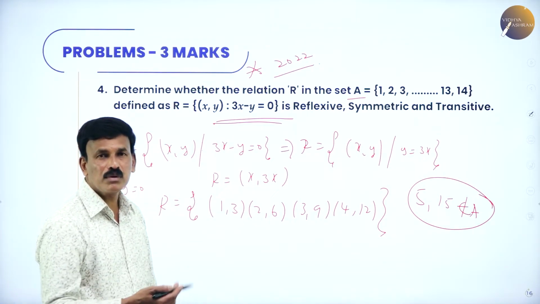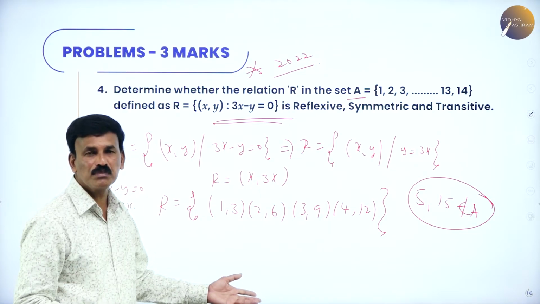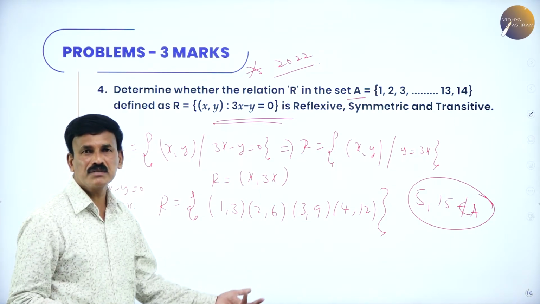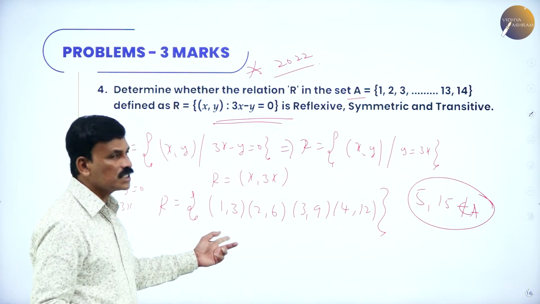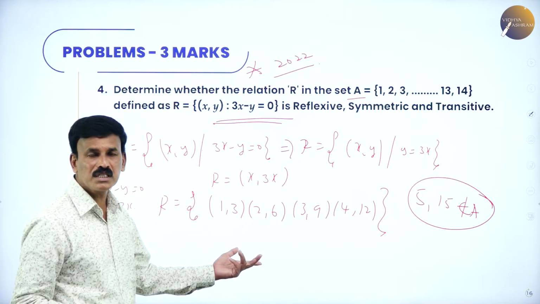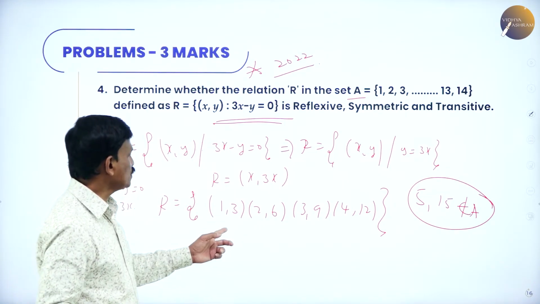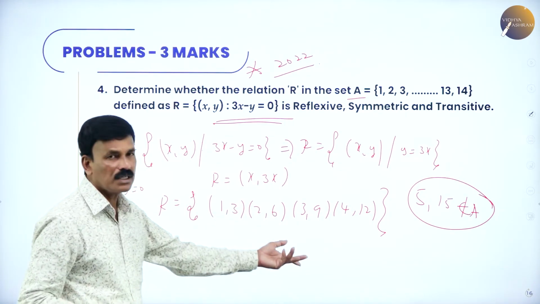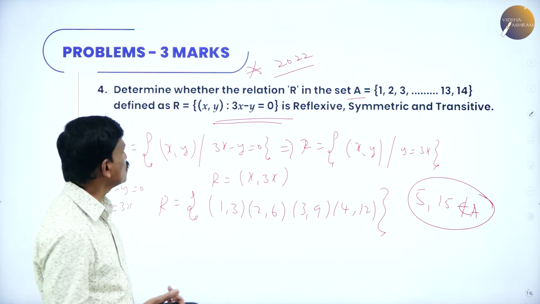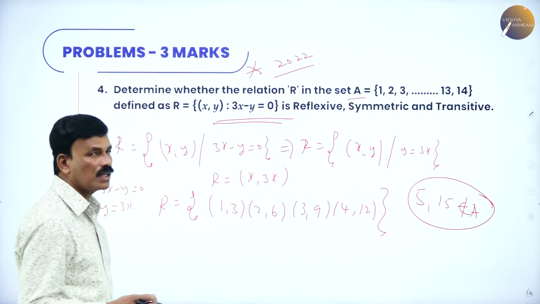By looking at the problem, you can say that this is not reflexive because 1 comma 1, 2 comma 2, 3 comma 3 do not belong to R, not reflexive. Symmetric, 1 3 is there but 3 1 is not there, 2 6 is there, 6 2 is not there, not symmetric. Transitive, 1 comma 3, 3 comma 9 is there but 1 comma 9 is not there, therefore it is not reflexive, symmetric and transitive, therefore this is not an equivalence relation.